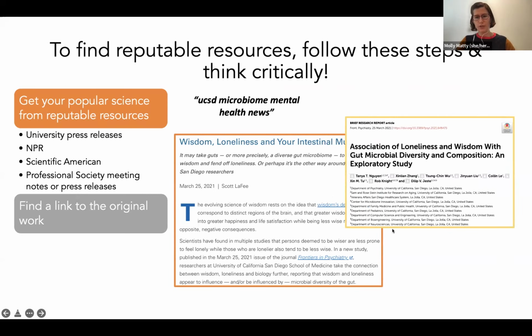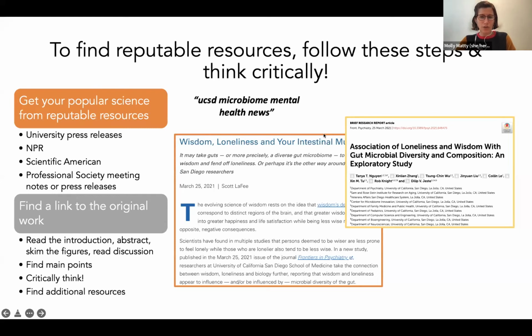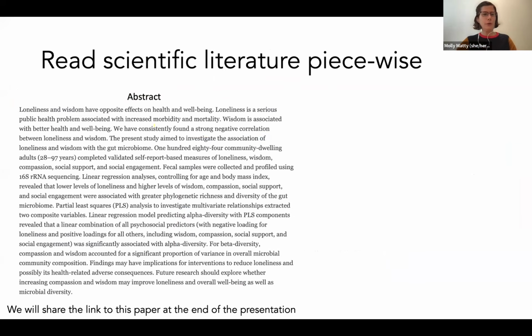So here we find the original article in Frontiers in Psychiatry, and it's called Association of Loneliness and Wisdom with Gut Microbial Diversity and Composition, an exploratory study. And with that article, we're going to take a very shallow dive into how to read this, find main points, and think about what these data show us. So the very first part, don't worry, you don't have to read this whole slide. We're actually going to share a link to this paper at the end of the presentation.